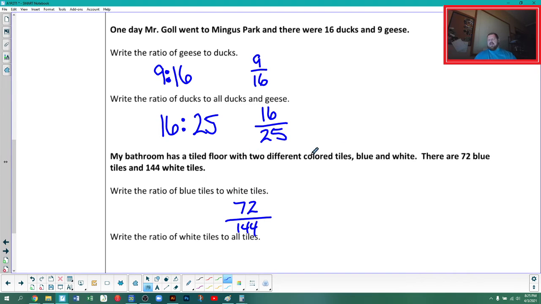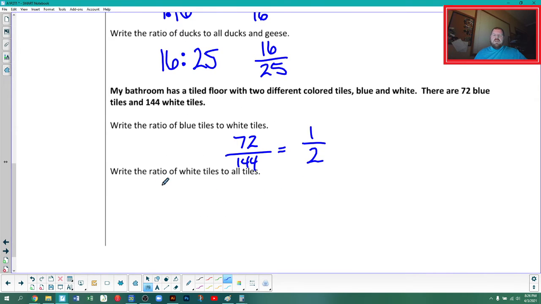And I guess I should have backed up and said this earlier, but it wasn't a factor earlier. When you're unsure, it is okay to reduce ratios. Okay, at least most of the time. If they ask that they just want to know the true ratio, then I would leave it as it is. But in a situation like this, the numbers are so big, it might be nice to know that for every 1 blue tile, there's 2 white tiles, because this does reduce to 1/2. They're both multiples of 72.